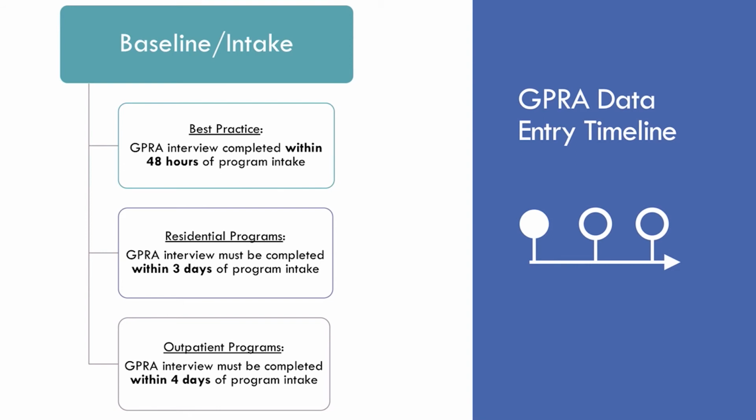Now for an overview of the GPRA data entry timeline. We begin with a baseline and intake GPRA interview that should be completed within 48 hours of the program intake. For residential programs, the GPRA interview must be completed within 3 days of program intake, and for outpatient programs, the GPRA interview must be completed within 4 days of program intake.